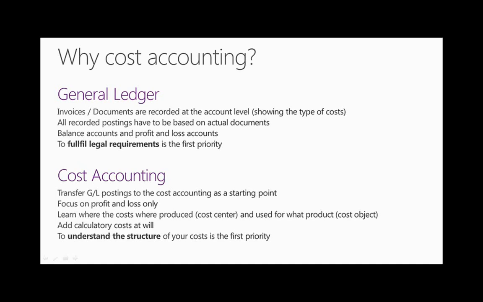So in cost accounting, you're more interested in understanding your costs, where they come from, what they are used for, so who is producing the costs. And of course, you can add allocations, so you can distribute your costs posted, for example, with the general cost center in the general ledger to your different departments using any allocation type you like.